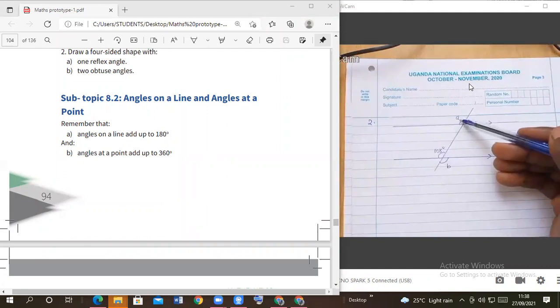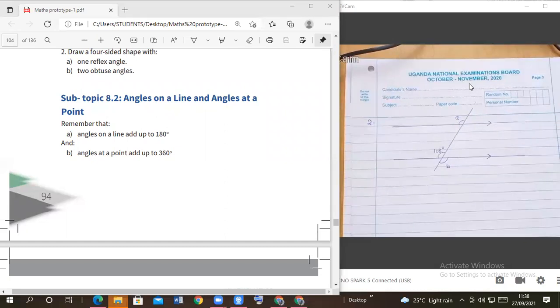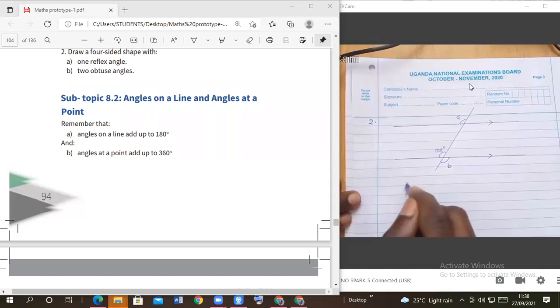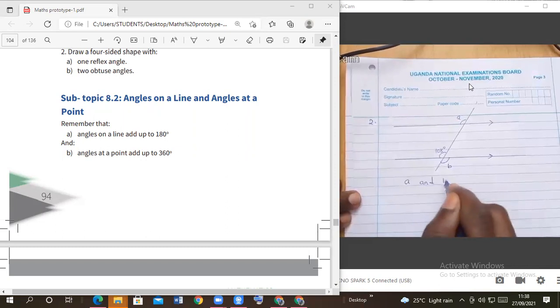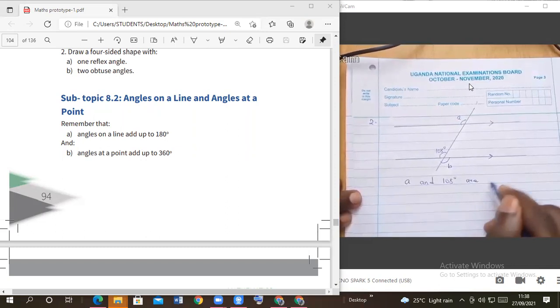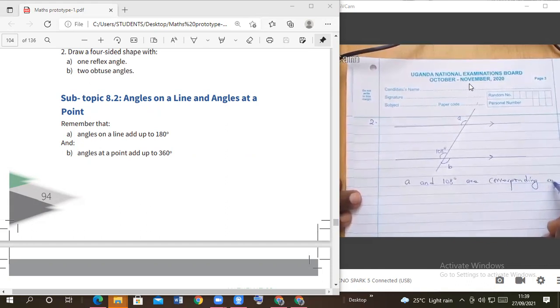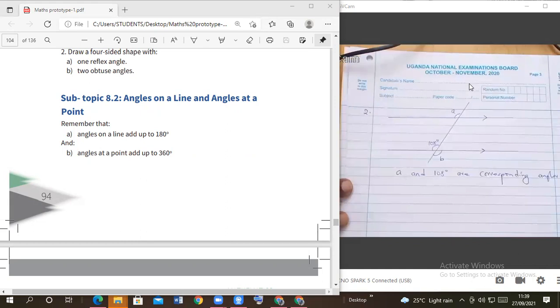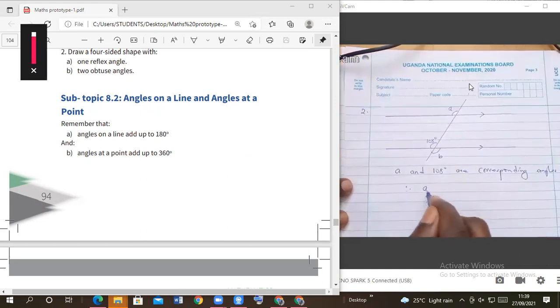When you look at angle A and 108, are they alternate or corresponding? They are corresponding angles. Which means angle A and 108 degrees are corresponding angles, and we say corresponding angles are equal. Therefore, angle A is equal to 108 degrees.